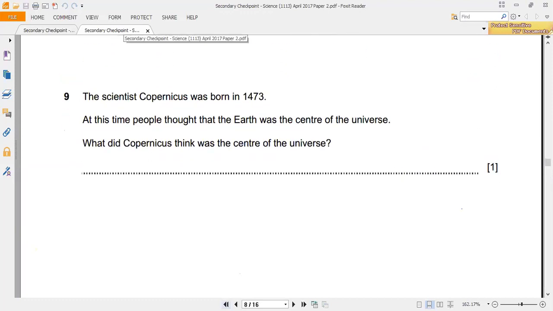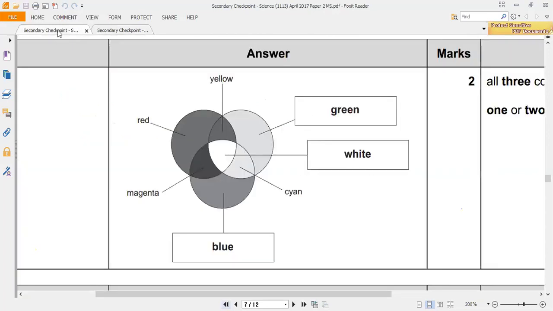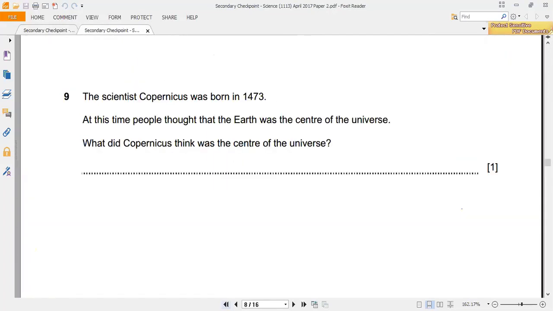Question number 9. The scientist Copernicus was born in 1473. At this time, people thought that the Earth was the center of the universe. What did Copernicus think was the center of the universe? Very simple. Copernicus said that the sun is the center of the universe. Yes, the sun. And it's nice to mention that Copernicus, as a scientist, was the first one that said this. And the people were against him, and they took him and even his books and burned Copernicus with his own books because he mentioned that the Earth is not the center of the universe.